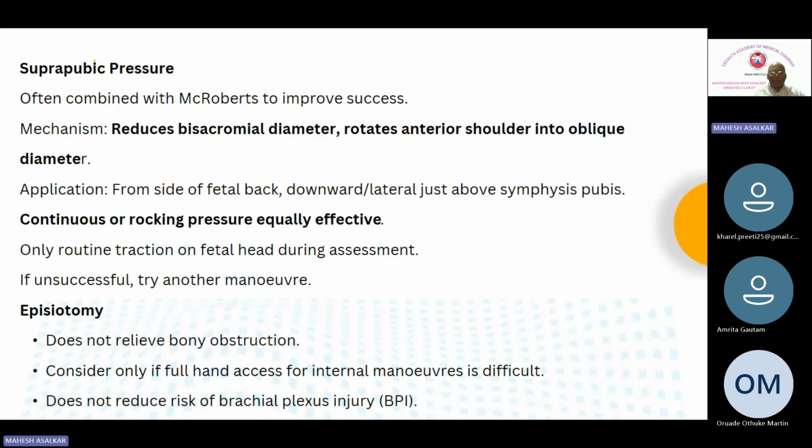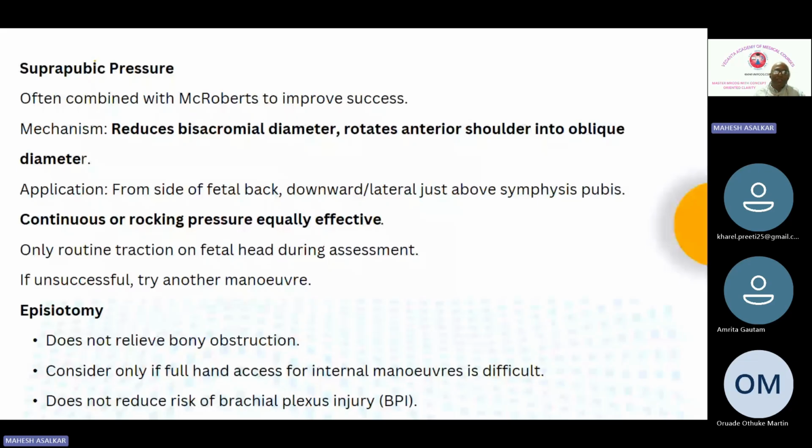So application, how should it be applied? It should be applied from the side of the fetal back. So from the back side you have to apply downwards and lateral just above the symphysis pubis. Okay, downwards and lateral just above the symphysis pubis from the fetal backside. You may give it in a continuous manner or in a rocking pressure type. Both are equally effective. Okay, only routine traction on the fetal head during the assessment. During the assessment you are seeing whether the shoulder is getting delivered, so you need to give traction. That traction should be routine traction during the assessment. Okay, if unsuccessful you will go for another. Then episiotomy does not relieve the bony obstruction.